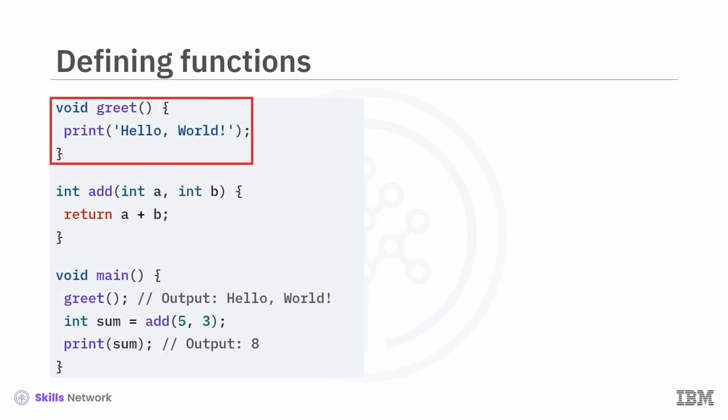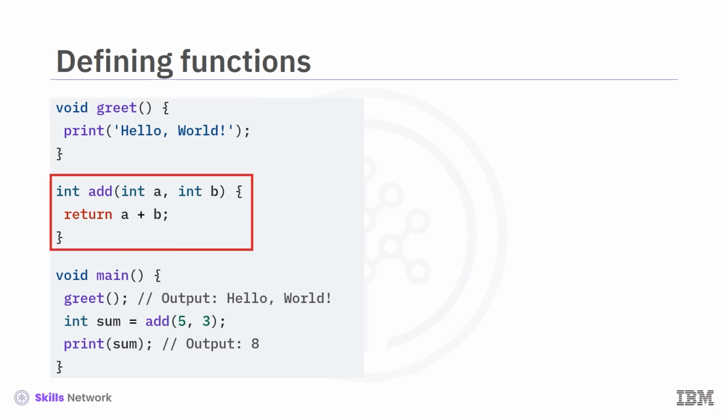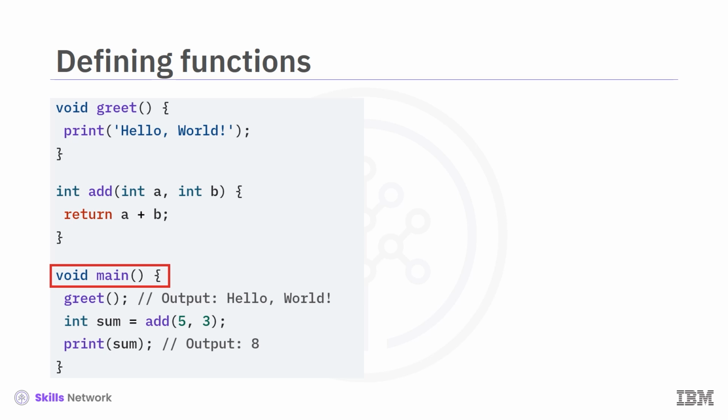Greet is a simple function that prints the message "Hello World." The function add takes two integers, adds them, and then returns the result. And main is a special function that Dart looks for as an entry point to start the application, with void indicating that it returns nothing.